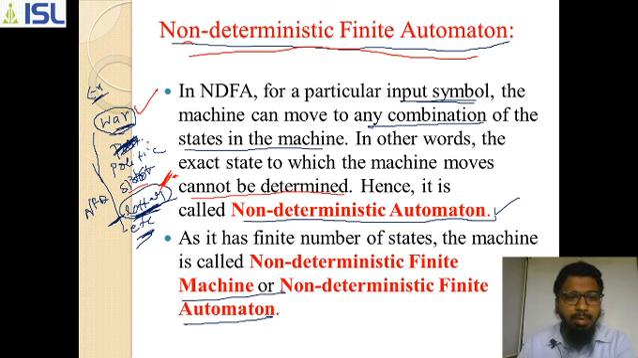What are the examples? War, politics, sports and lottery, because we cannot determine what will be the answer. The best example is lottery, because we don't know which number is going to be the winner from the lottery. So, non-deterministic automation.